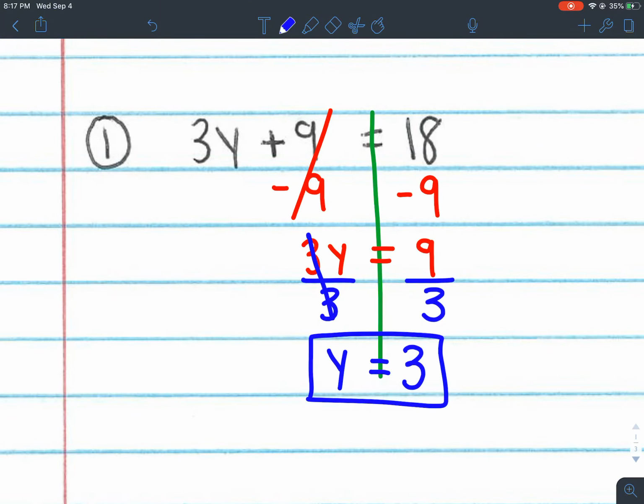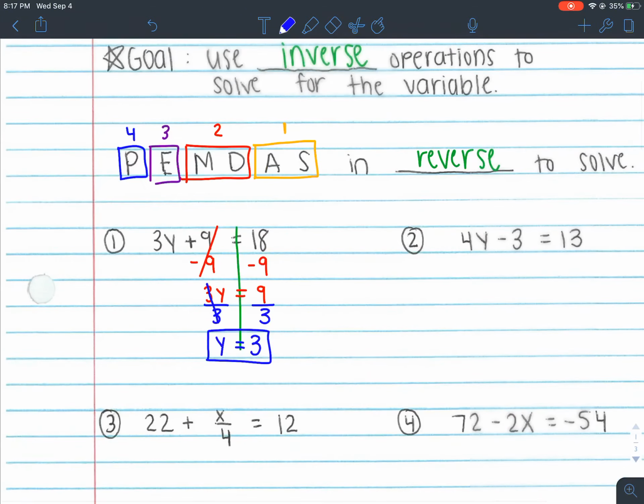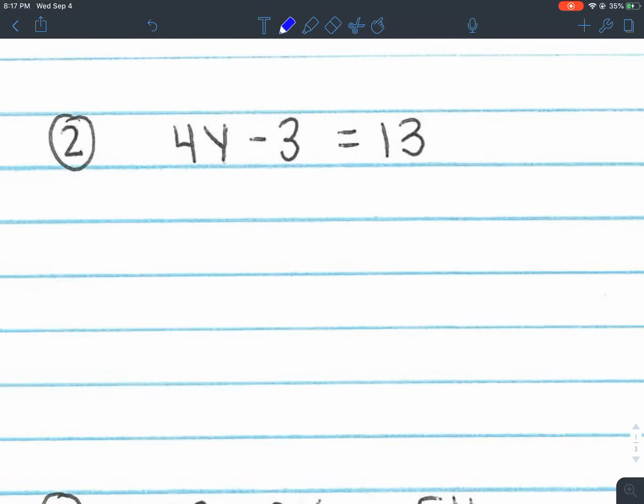Now, how would I check this? Well, I can check it by plugging in 3 for my y. So I can do 3 times 3, which is 9, plus 9, which is 18. So that checks out. So you can always check to see if you get it right.